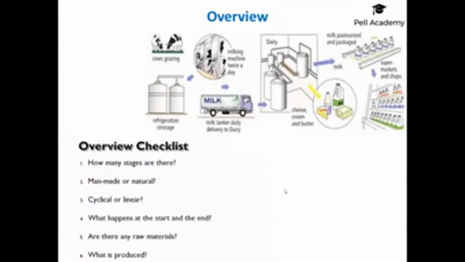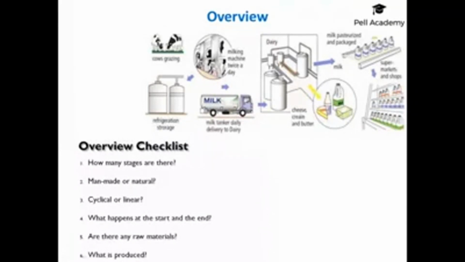Your overview will depend on the overview checklist that Chris has provided you with in the module, module 11 on the process questions. So how many stages are there? I would count these as just the blue: 1, 2, 3, 4, 5, 6. Just because we didn't have an arrow here, I wouldn't count that as part of the process.